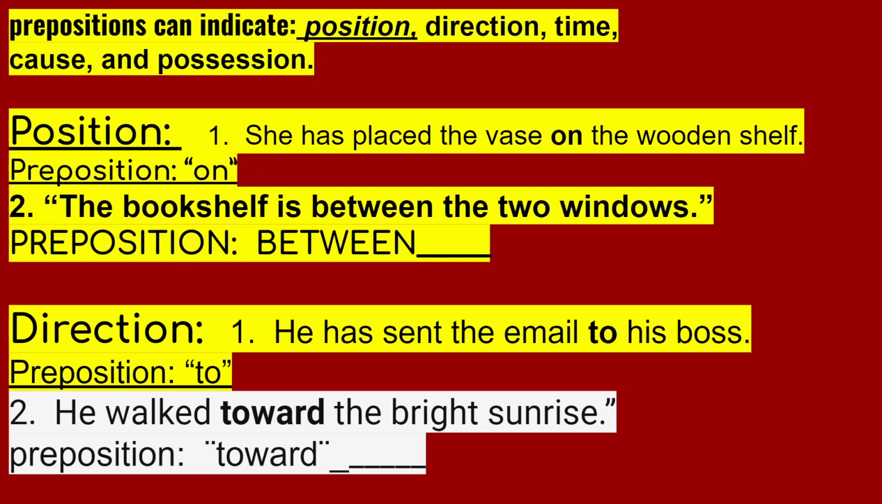Prepositions can indicate position, direction, time, cause, and possession. Position. 1. She has placed the vase on the wooden shelf. Preposition: on. 2. The bookshelf is between the two windows. Preposition: between. Direction. 1. He has sent the email to his boss. Preposition: to. 2. He walked toward the bright sunrise. Preposition: toward.